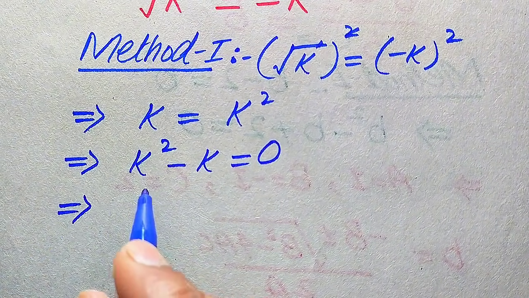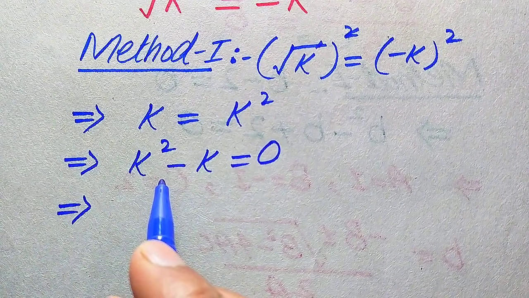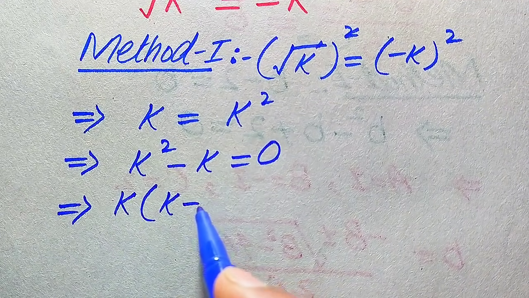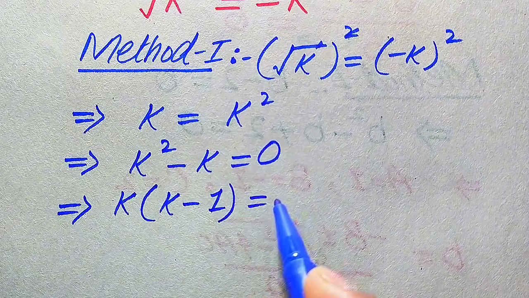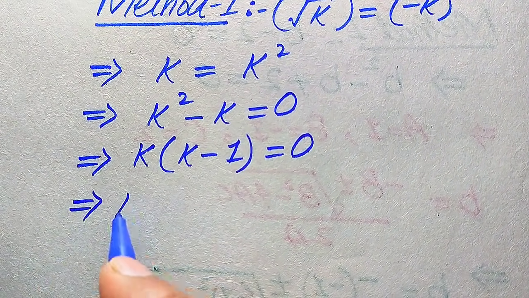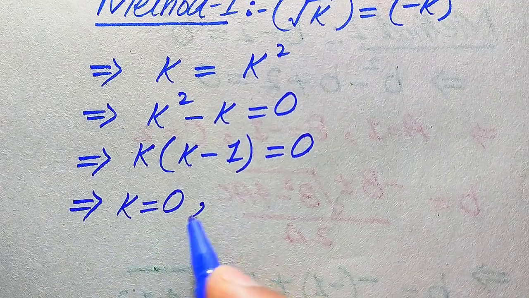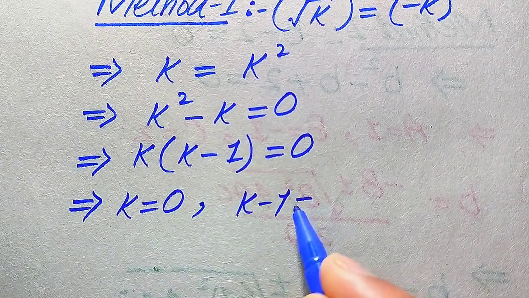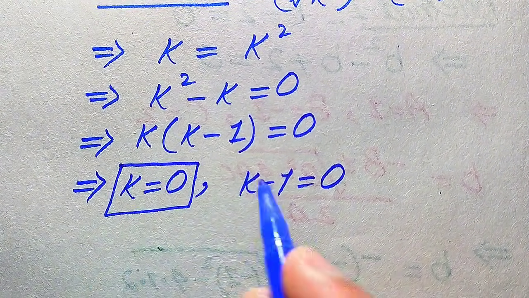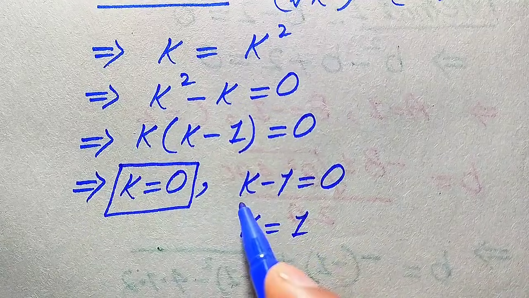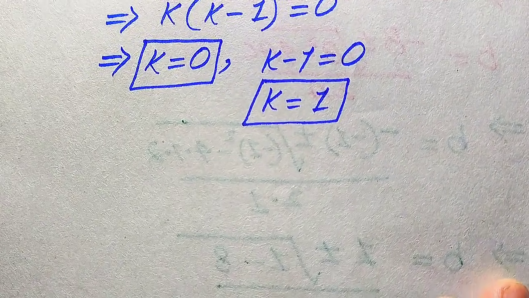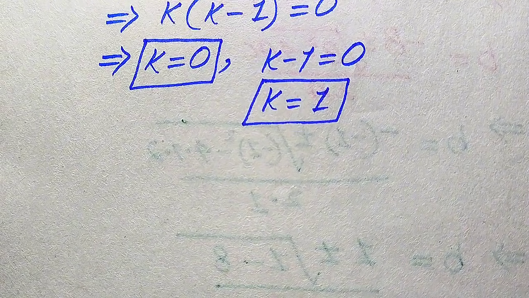In the next step we take k common, and the remaining factor is k minus 1, so k times (k minus 1) equals 0. Now we divide this equation into two cases. The first case is k equals 0, and the second case is k minus 1 equals 0. This is the first root of the given equation, and from here we get k equals plus 1, which is the second root. So these are the two roots of the given equation.